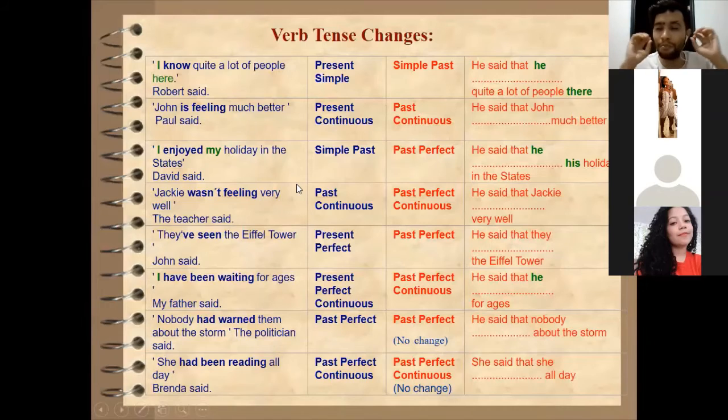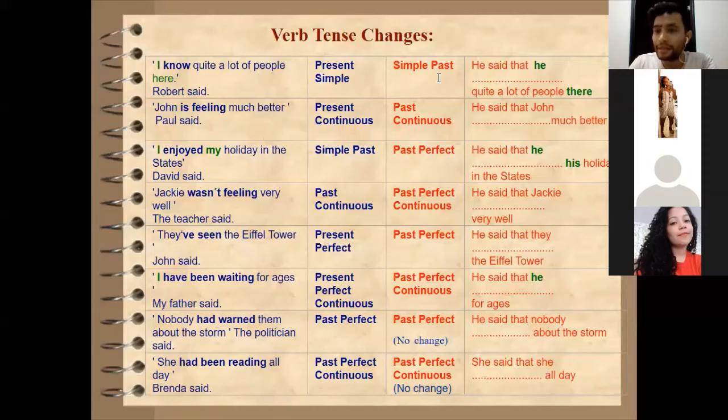This is more detailed. Again, we're going to read and we're going to transform it into the reported speech, all right? So, hang on. The first one, I know quite a lot of people here. This is present simple. And when we use present simple, we have to use the past simple in the reported speech. You already know that because I already told you. So how would it be, guys? He said that he what? He knew. He knew, right? He knew. Good.